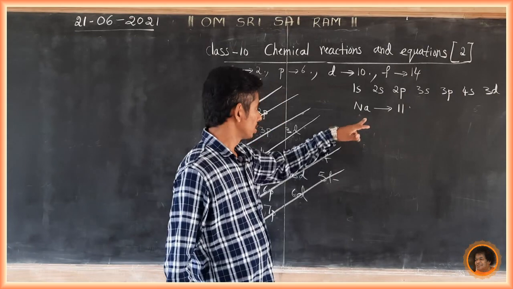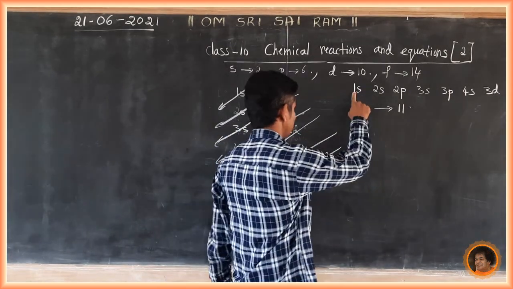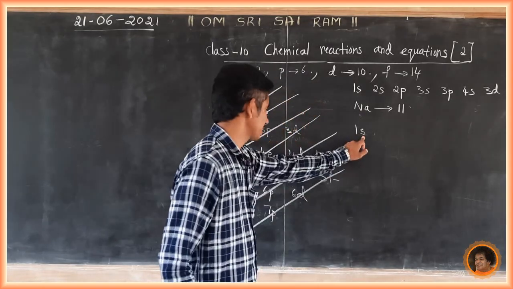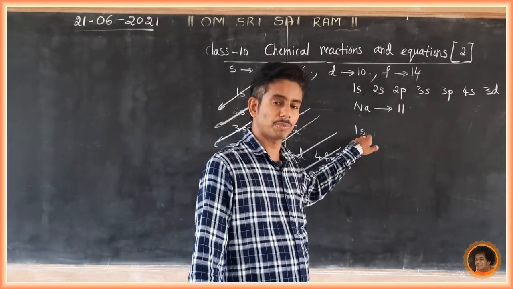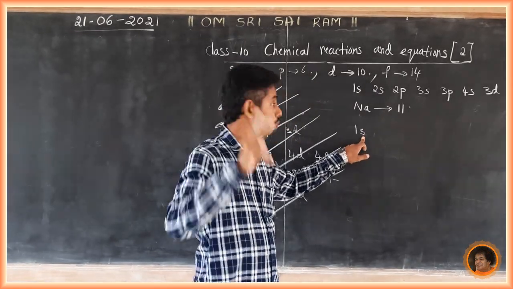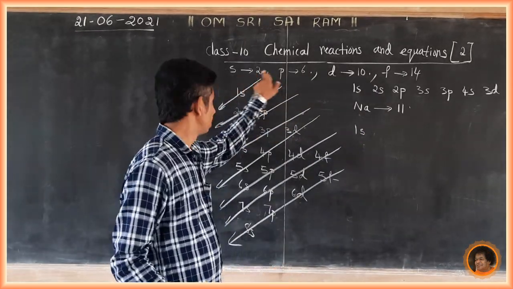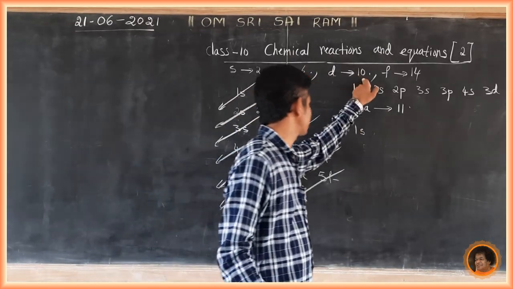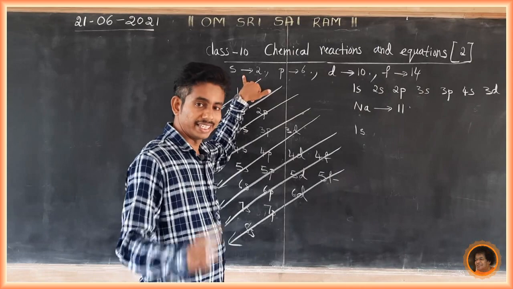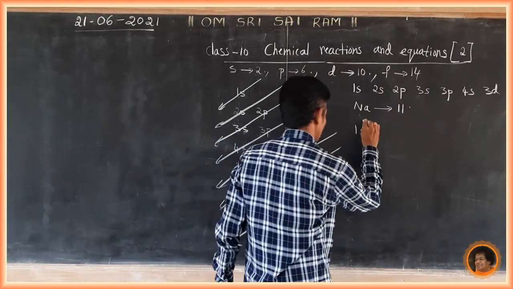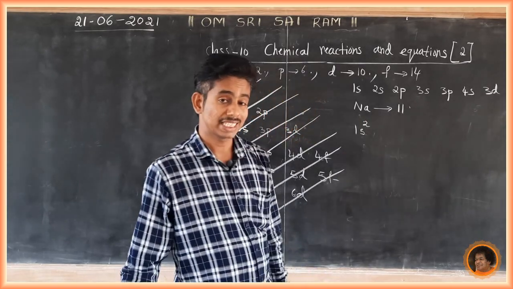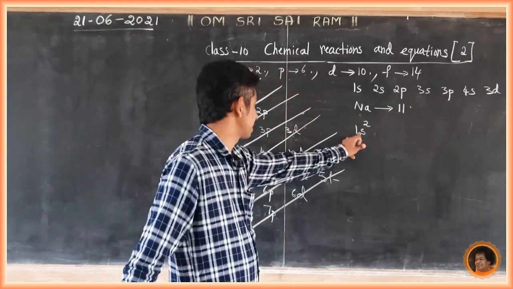Using this, we write the electronic configuration. First write 1s. S is a subshell. What is the maximum number of electrons in the S subshell? It is 2. P has a maximum of 6, D is 10, F is 14. So 1s2. That 2 indicates the number of electrons present in the S subshell.